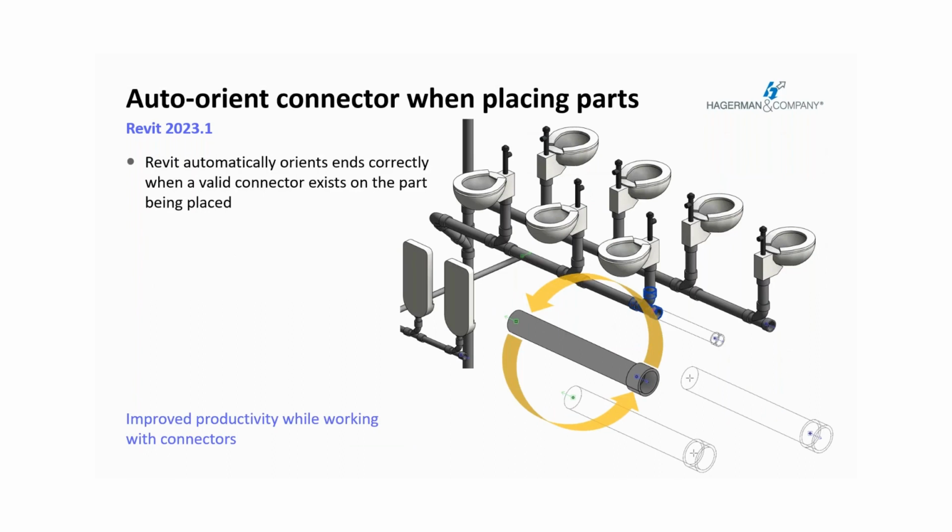Now in Revit 2023.1, during part placement, Revit automatically orients parts to matching connectors when possible. This improves your productivity while placing MEP fabrication parts and will help alleviate some extra steps while working in your model.